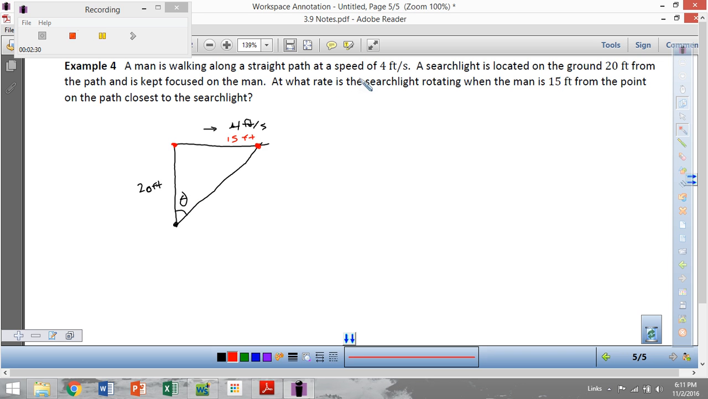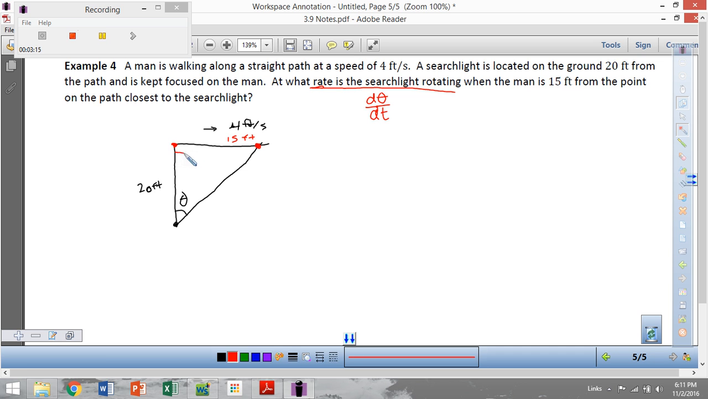So if I'm trying to find a rate of rotation, that is going to be a d theta dt. That's the rate at which an angle is changing, the change of the angle over the change of time. Because of that, even though it's a triangle, you do not want to use the Pythagorean theorem here. I want to use some kind of function that relates this angle with these side lengths that I have.